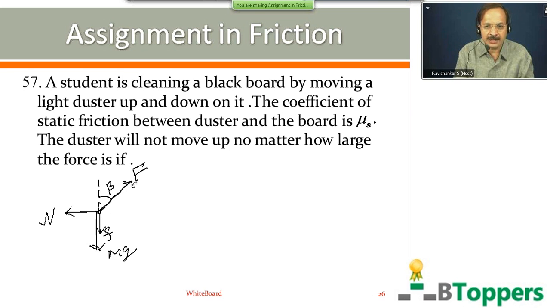F is the force applied on the duster by the external agent or by the student. N is the measure of the normal reaction force on the duster by the surface of the board, which acts perpendicular to the surface of the board and directed away from it. That means in this case, the normal reaction force acts in the horizontal direction. So I choose the horizontal direction as x-axis and the vertically upward direction as y-axis.